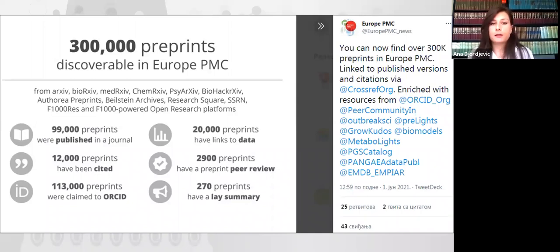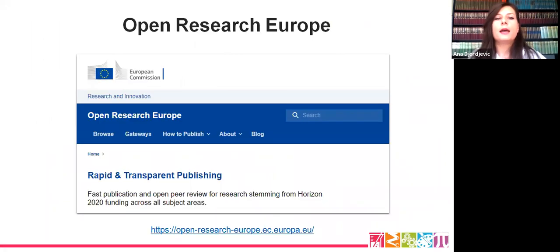This development is significant, not only because of the large number of preprints discoverable, but also because of the connectivity between scholarly communication infrastructures. And you can now find over 300,000 preprints in Europe PMC, linked to published versions and citations via Crossref, enriched with resources from ORCID, Peer Community, etc. And preprints should be seen as a phenomenon that is a consequence of digitalization and the development of electronic publishing.